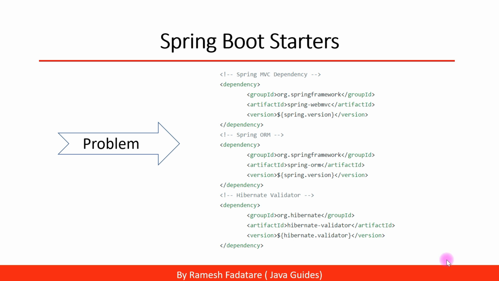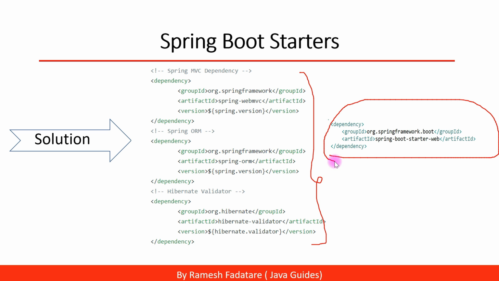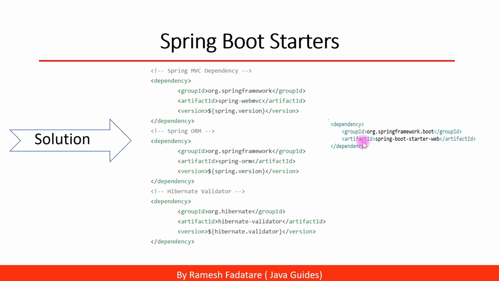Okay, well, this is the problem, and the solution can be like this. Whenever we know that these are the dependencies required to develop a Spring MVC application, why not have a single dependency which will manage all these dependencies internally? So basically, Spring Boot starters provide a starter dependency, that is the spring-boot-starter-web dependency, and this dependency internally manages all these three dependencies with their compatible versions and other transitive dependencies.